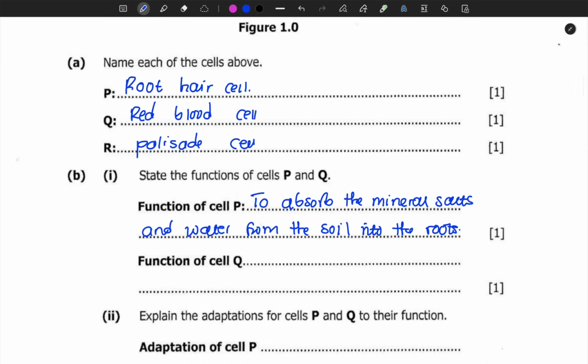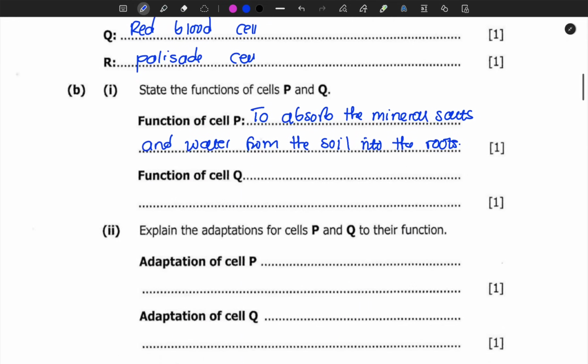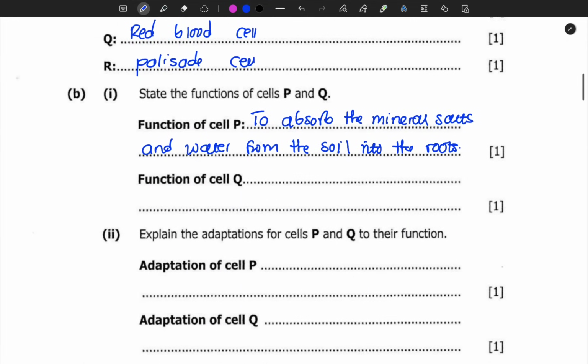Then function of cell Q. So cell Q is a red blood cell. Number one, a characteristic of adaptation of red blood cells is that they do not contain the nucleus, and for that a large room or space is created so that my hemoglobin may occupy that space. So now function of cell Q, we can say to transport oxygen, and a small amount of carbon dioxide.